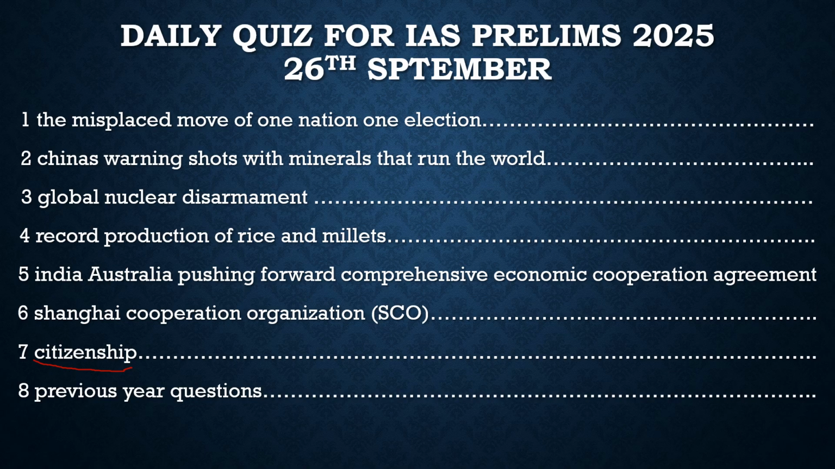Its idea was actually proposed in 2017 itself, and in 2021 it came into force. What are the main provisions of this Treaty on the Prohibition of Nuclear Weapons?